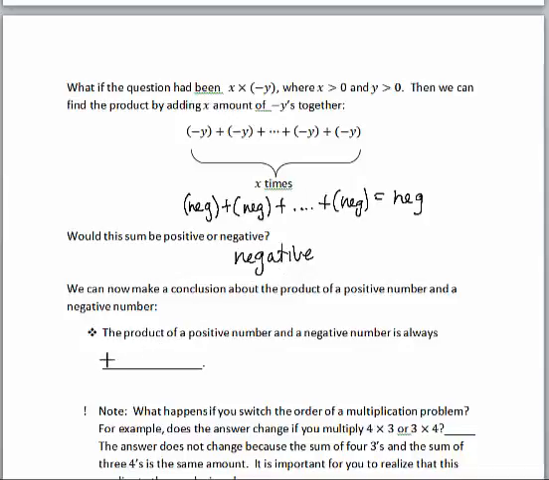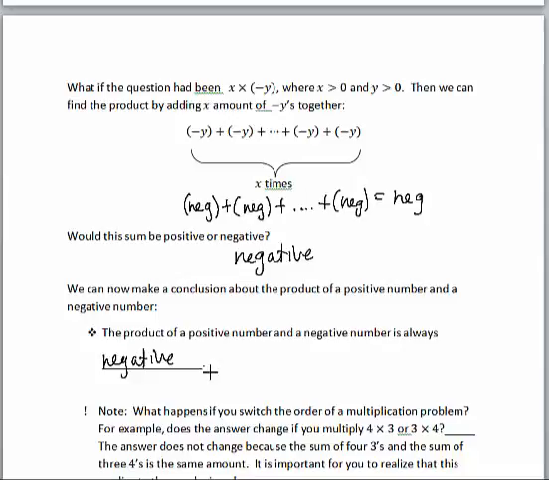Okay. And perhaps I sort of got ahead of myself. That is exactly what we need to put in the blank here. Okay. Since this sum is negative, then our product is also going to be negative.